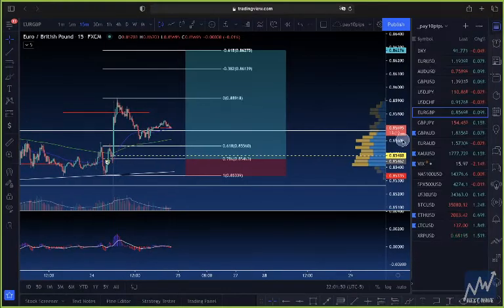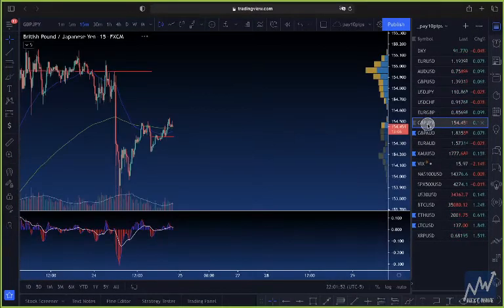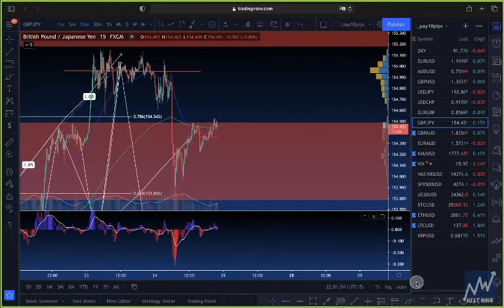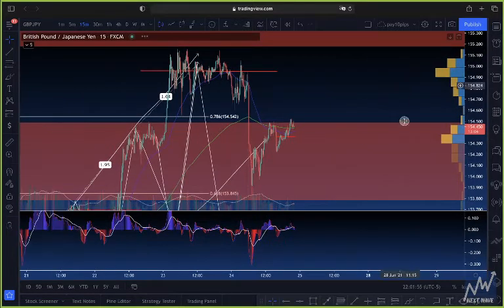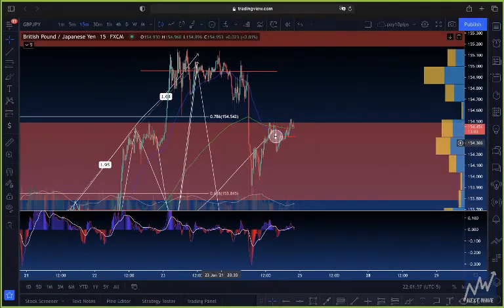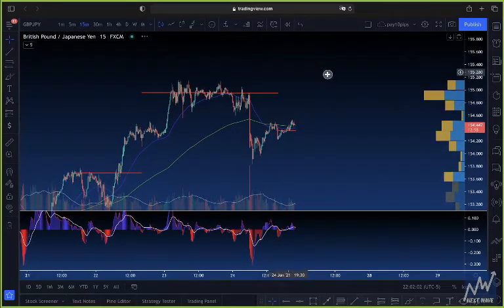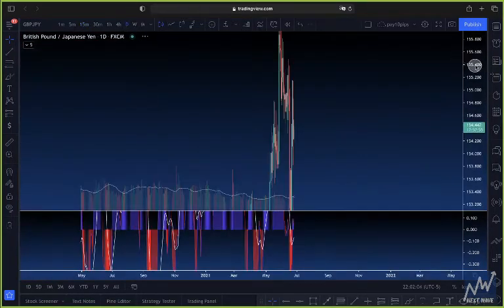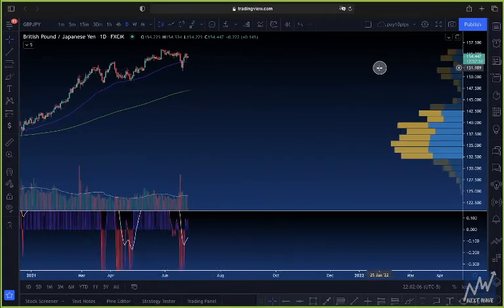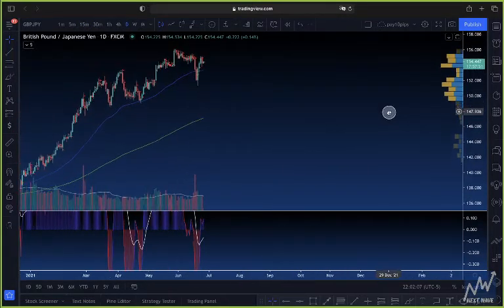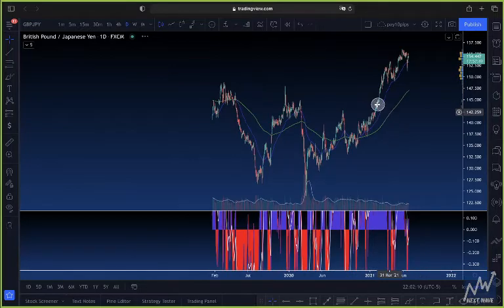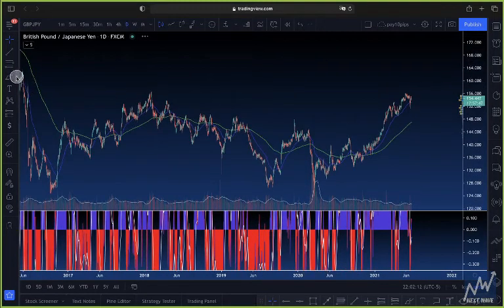So that's a good looking setup. Ooh, GJ looking good too. Interesting. Let me go ahead and just delete everything, because that's a lot to just single-handedly delete. So let's check out the daily. All right, overall, GJ is in a daily supply area.